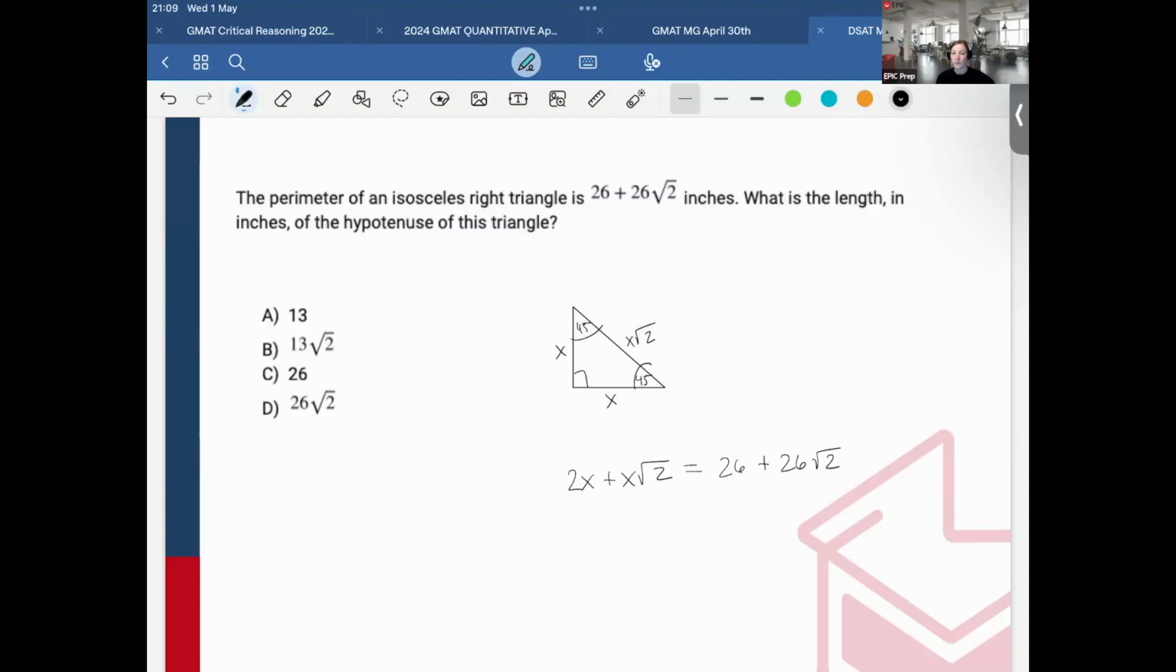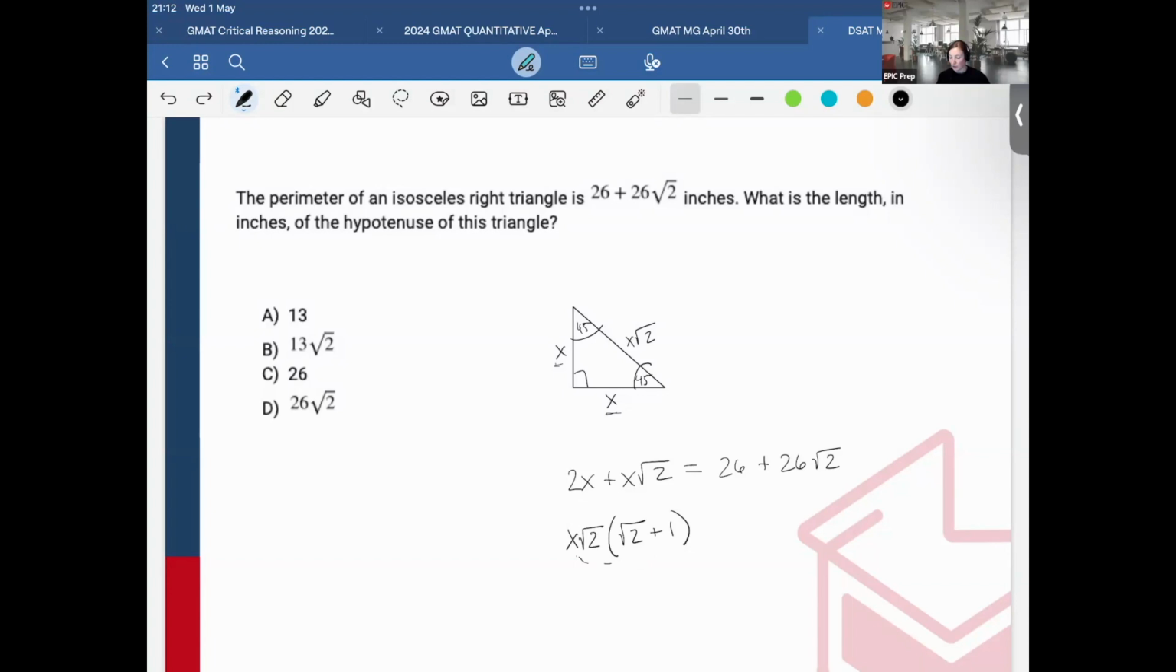Okay, so from here though, I can't set 2x equal to 26 because that would give me x is 13, which we can see isn't possible because this has to be 26, 26. So the key actually here is to factor. What I can factor out is actually the x, and then this would be the same as x times 2 plus root 2, right? So I can see if I multiply, this gives me 2x, and this gives me x root 2.